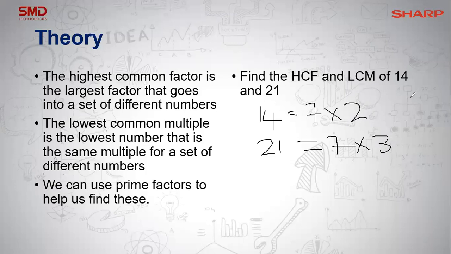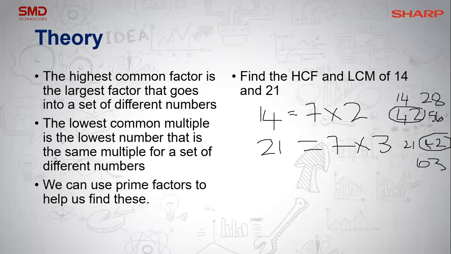Now we can find the lowest common multiple in 2 ways. We can say, all right, 14, then the next one is going to be 28, then 42, and then 56, right? For 21, we've got 21, then 42, then 63, and we can see that we have 42 in our count of multiples. So our lowest common multiple is 42.